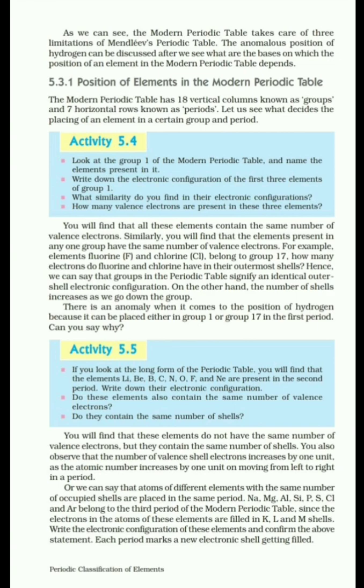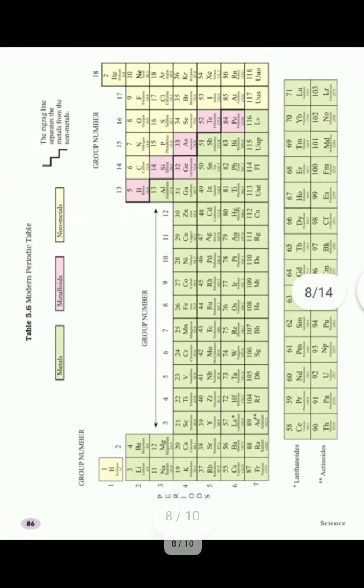The next limitation of Mendeleev's table was the position of cobalt and nickel. Cobalt, having a higher atomic mass, was placed before nickel having a lower atomic mass. But as the modern periodic table is based on atomic number, and cobalt's atomic number is 27, whereas nickel's atomic number is 28, cobalt is placed before nickel. Next is the place of hydrogen. The place of hydrogen was not explained in Mendeleev's periodic table, but in the modern periodic table it is placed in group 1.